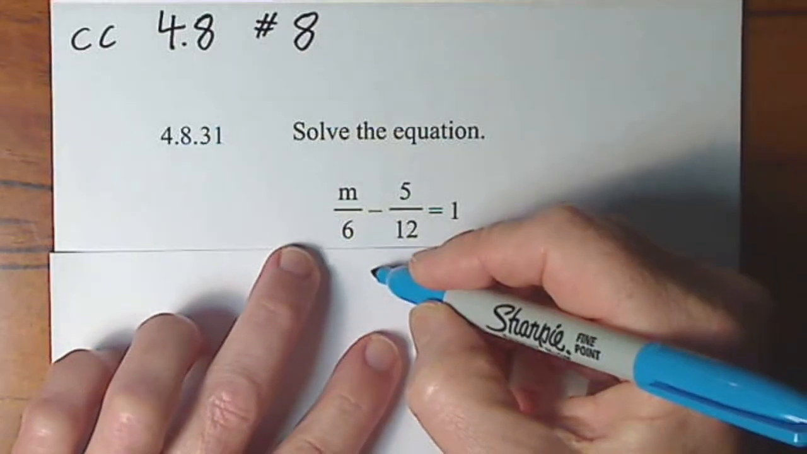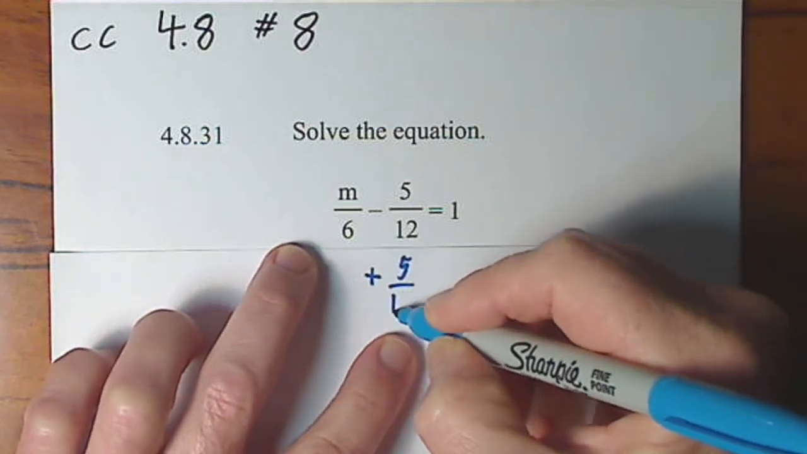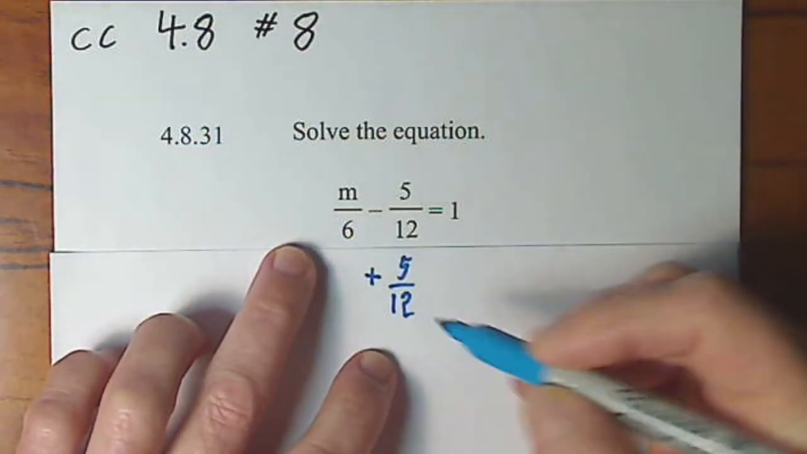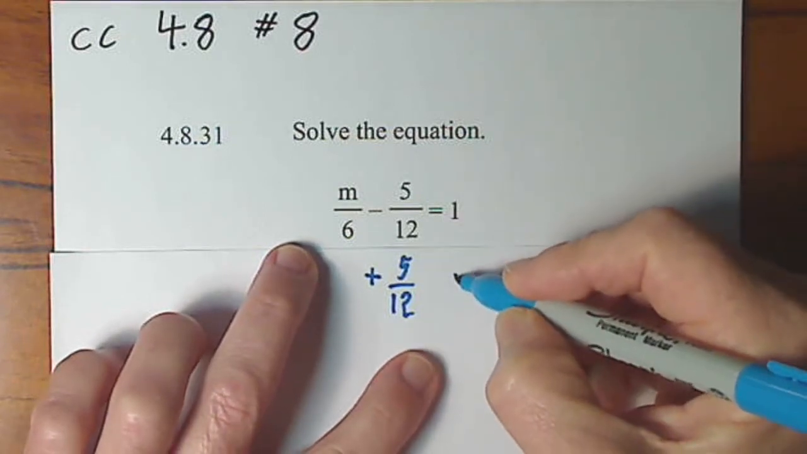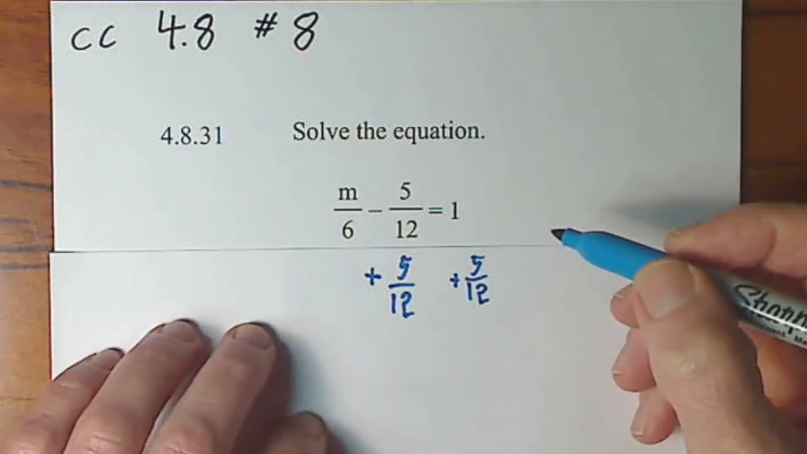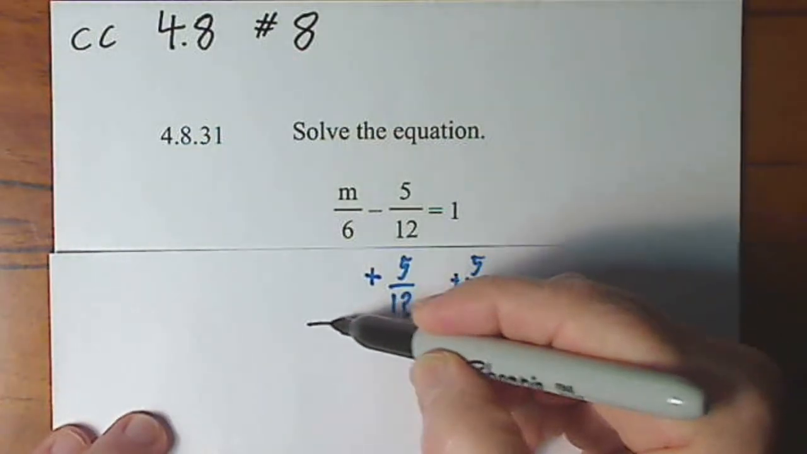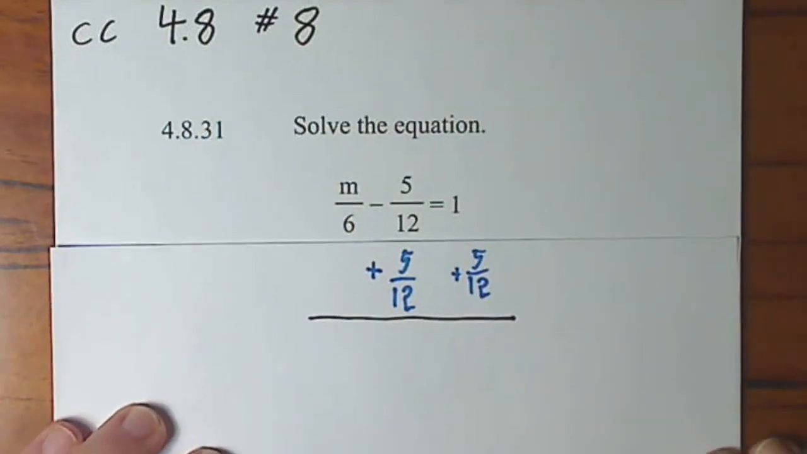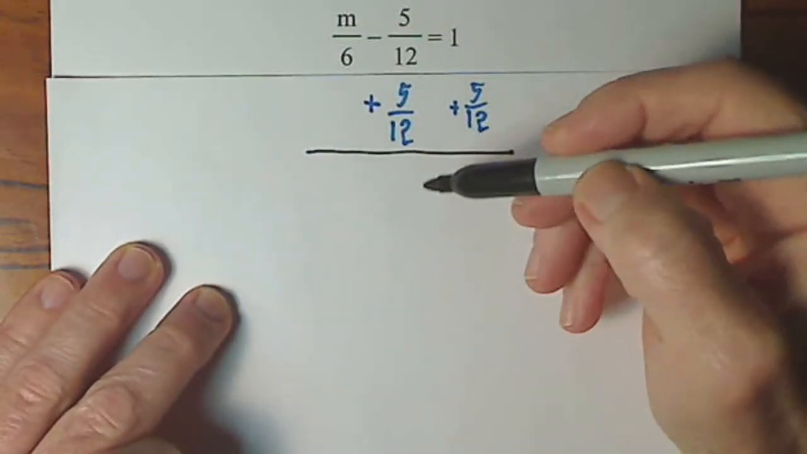by simply pairing it with the 5/12 with the opposite sign. If I put a positive 5/12 on one side of the equal sign, I have to put a positive 5/12 on the other side of the equal sign. Once I've done that, I'll simply draw a line underneath my equation. I'm going to slide this up and take a look at what's left.